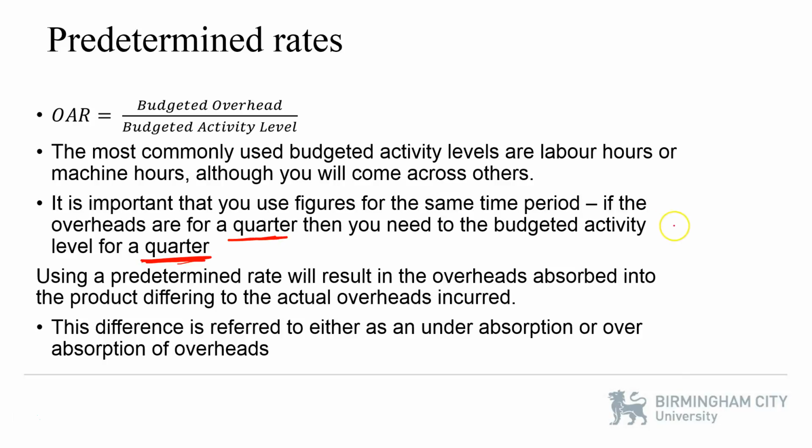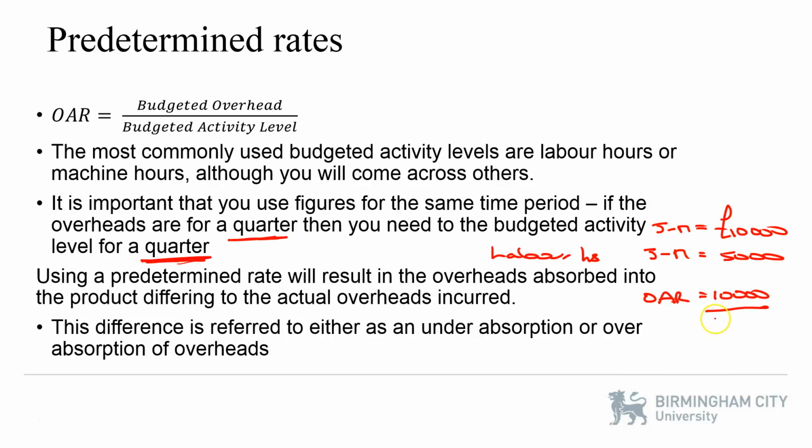So for example, if our budgeted overhead for January to March is expected to be £10,000, we need to know that the labour hours expected to work for the same time period, January to March, let's say they're 5,000. So therefore our OAR is budgeted overhead, 10,000, over budgeted activity level, which is labour hours, 5,000, gives us £2 per labour hour.